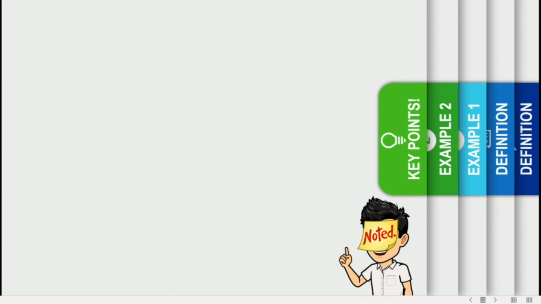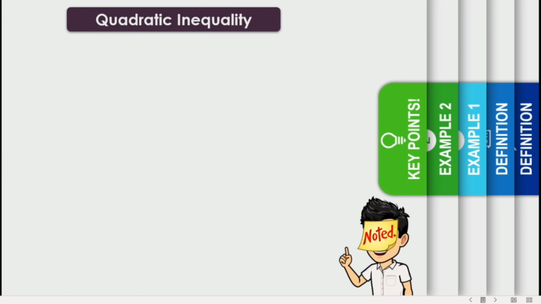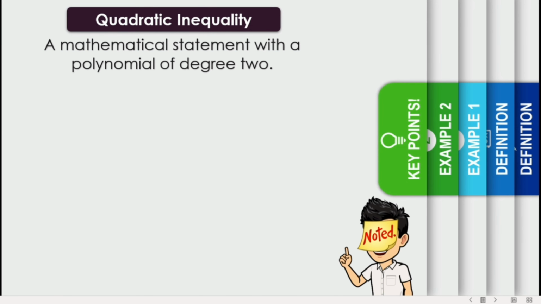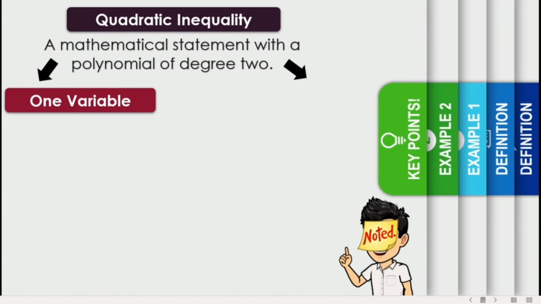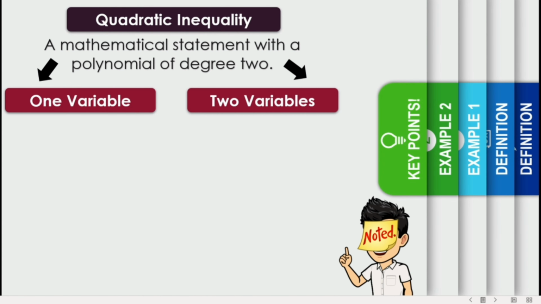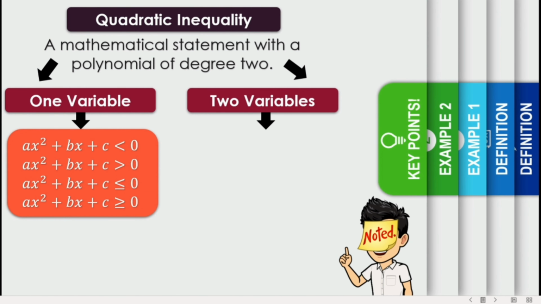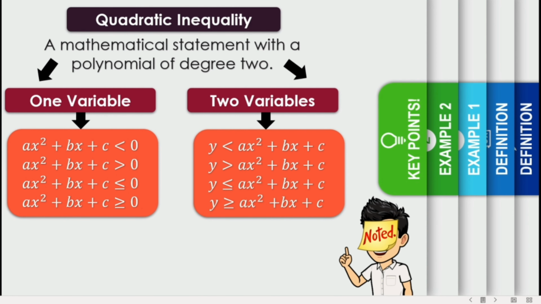To sum up today's discussion, quadratic inequality is a mathematical statement with a polynomial of degree 2. This quadratic inequality has two forms. The first one is having one variable, and the second one is having two variables. So we have the different forms. For one variable, it is presented, and for the two variables, it is also presented like this.